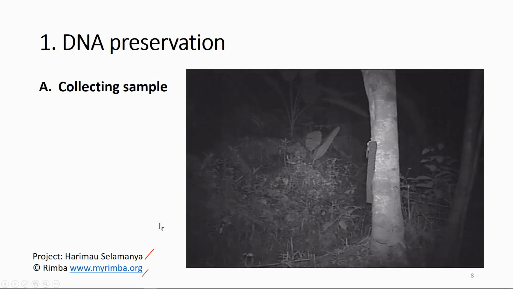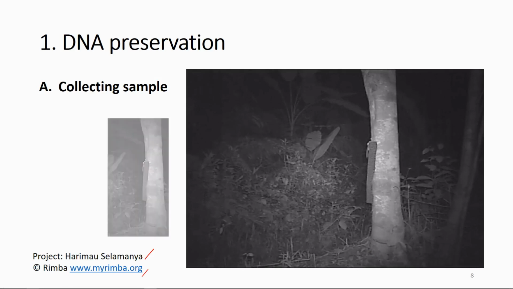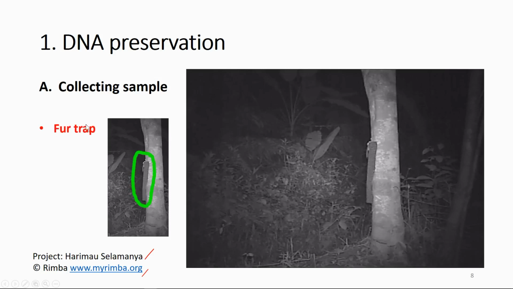So what is this tiger doing? Actually, what you see here on the tree is a fur trap. They put the pheromone, the hormone, on the trap, and when the tiger scratches its back on the tree, the hair will be trapped on this device.